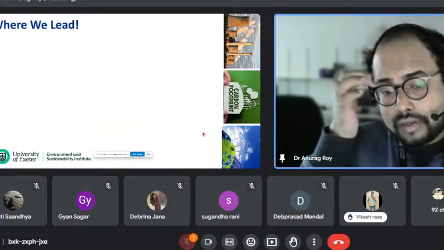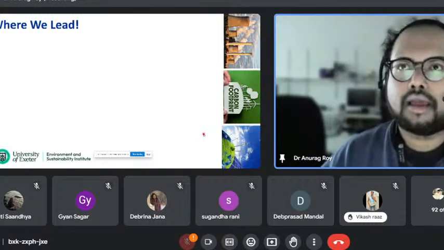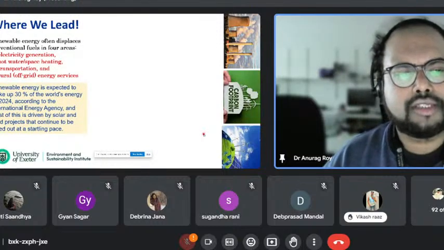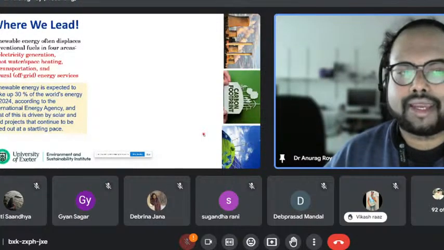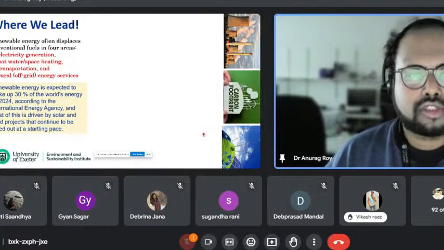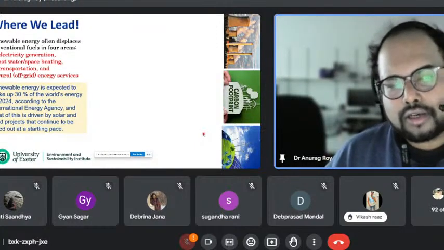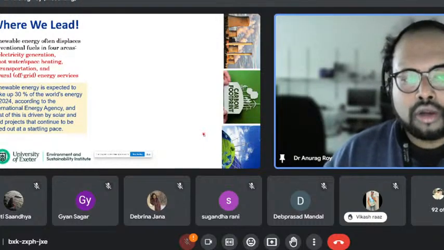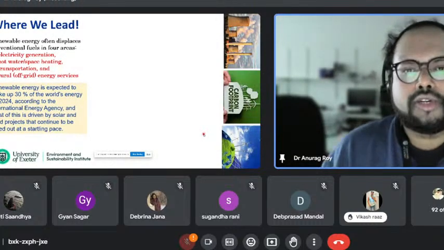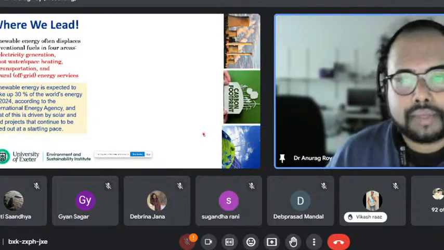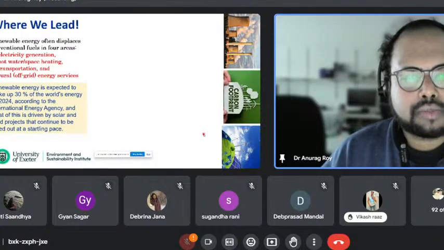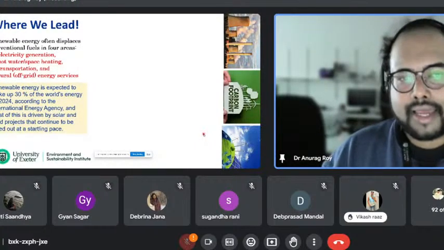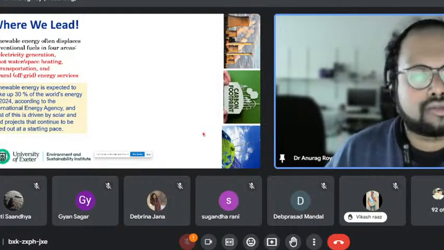Now, in this scenario, where do we lead? That's very important to ask ourselves. The renewable energies often displace conventional fuel in four areas. Usually we replace with renewable energy for electricity generation, hot water or space heating, transportation, and off-grid energy services, especially for rural sites where on-grid systems cannot be flexibly done. Renewable energy is expected to make up 30% of the world's energy by 2024, but still we lag behind due to various reasons.